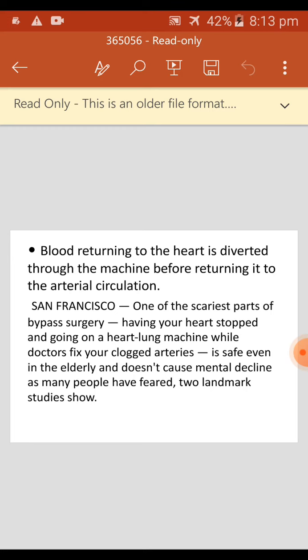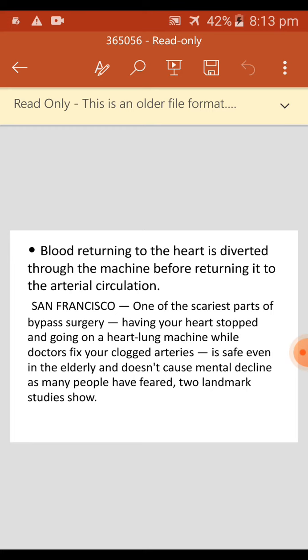Rollers move outward symmetrically and block the inserted tube evenly to reduce erythrocyte damage caused by shear stress or direct crushing. Blood returning to the heart is delivered through the machine before returning into the arterial circulation.